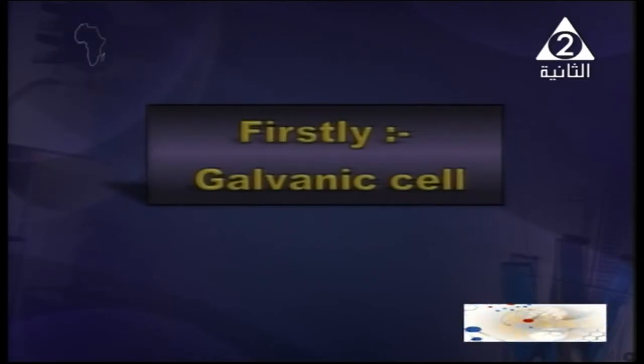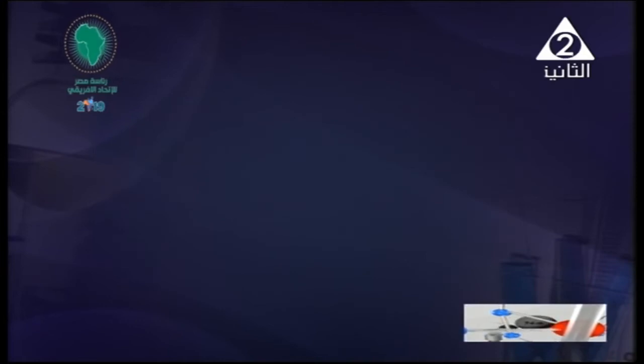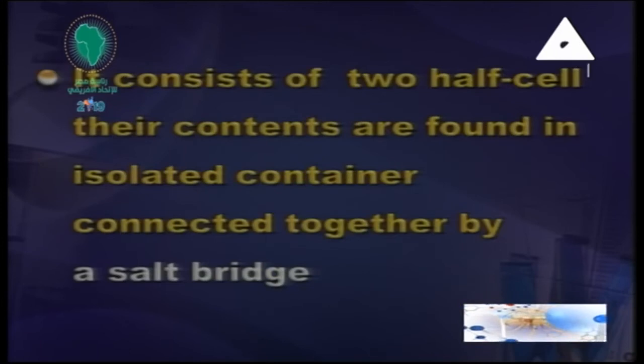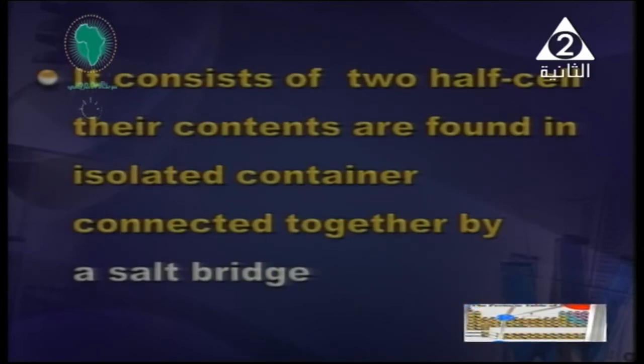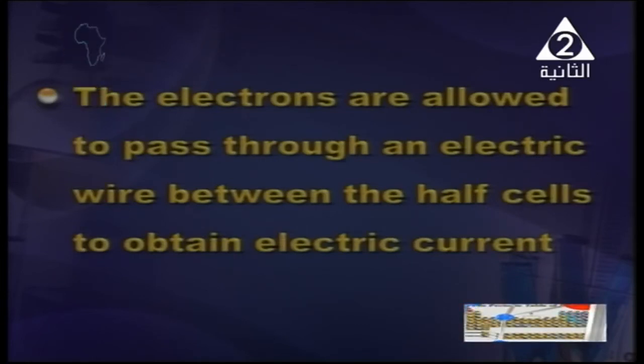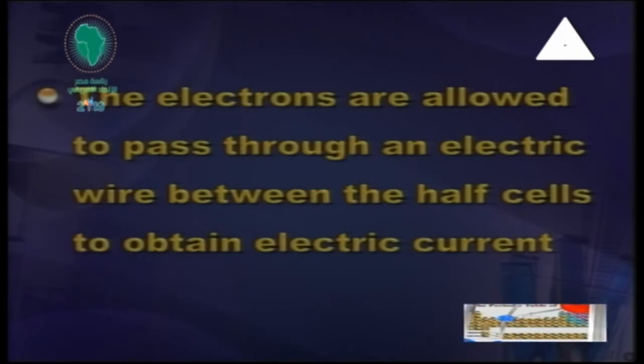Firstly, galvanic cells or voltaic cells. What about galvanic cells or voltaic cells? They consist of two half cells. Their contents are found in isolated containers connected together by a salt bridge. The electrons are allowed to pass through an electric wire between the half cells to obtain electric current.